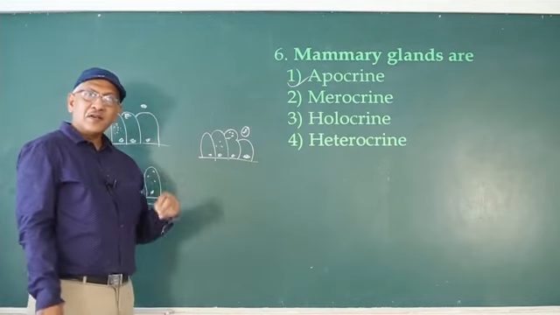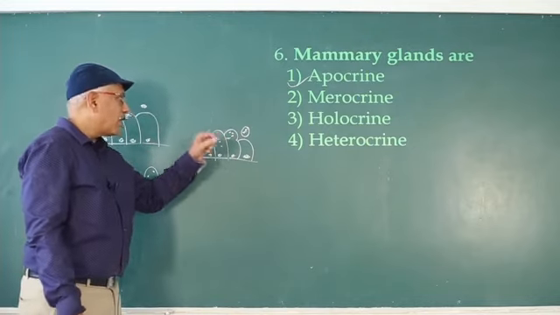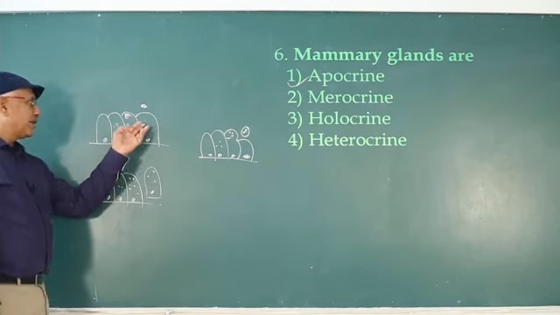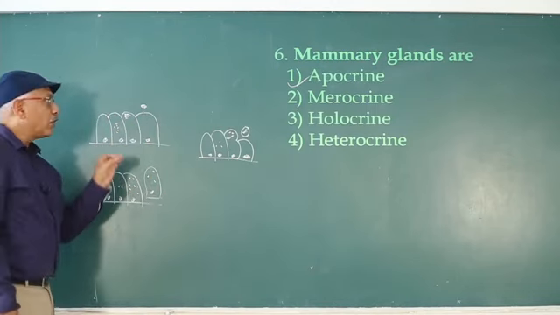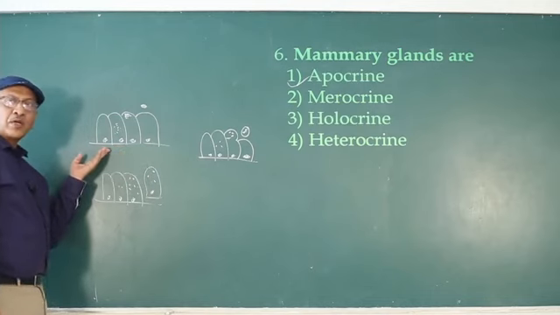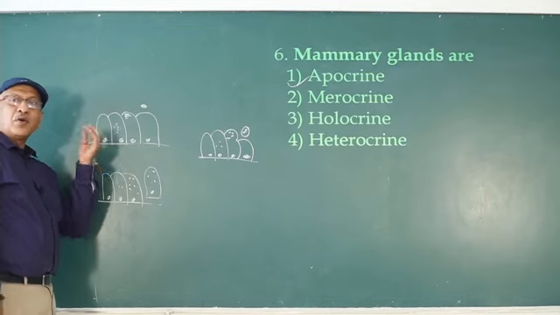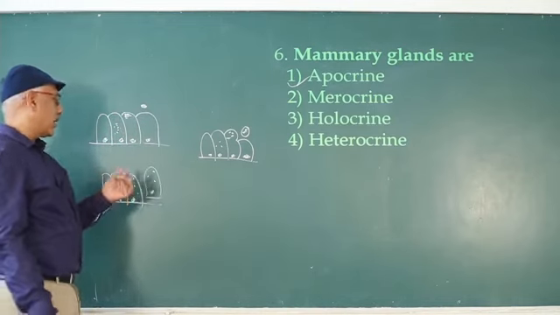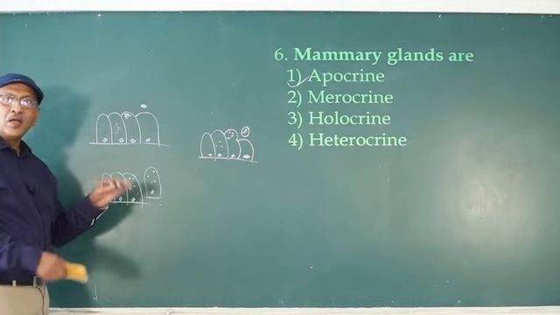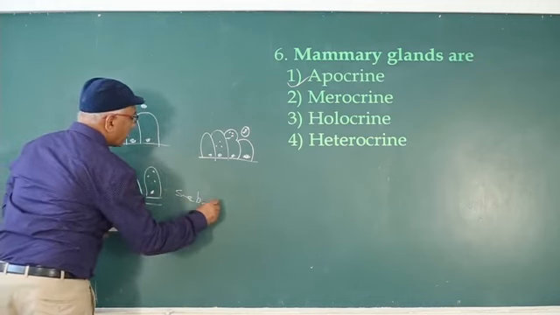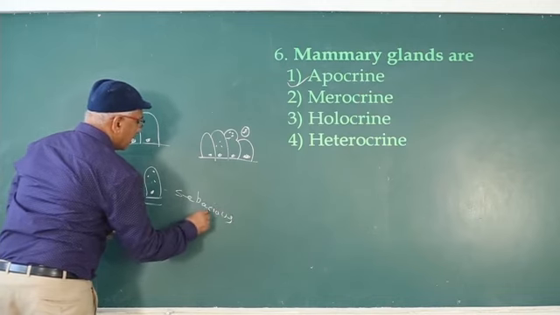So due to the presence of secretion, if the cell loses the apical part, it is known as apocrine. If the cell releases the secretion without losing any cellular component, it is known as merocrine. Merocrine example, pancreas. Apocrine example, mammary gland. Holocrine example, sebaceous glands.